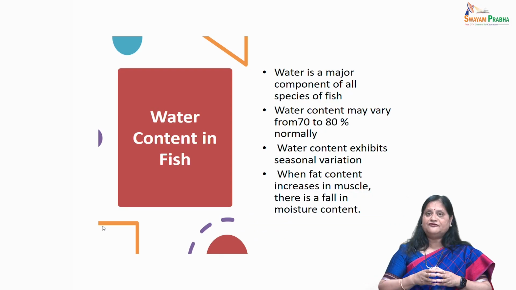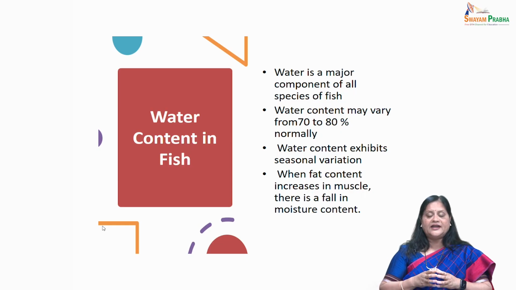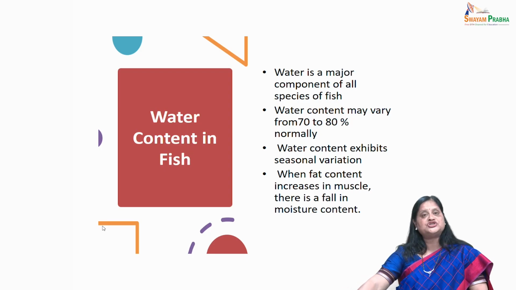Water content in fish. Water is a major component of all species of fish. Water content may vary from 70 to 80% normally. Water content exhibits seasonal variation. When fat content increases in muscles, there is a fall in moisture content.